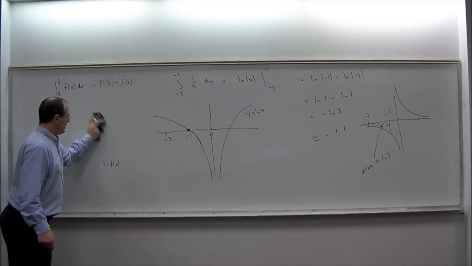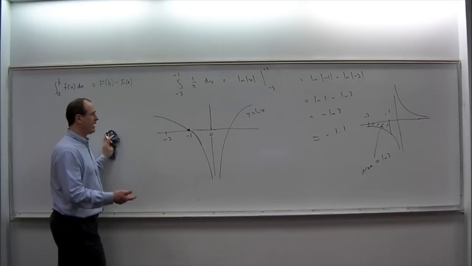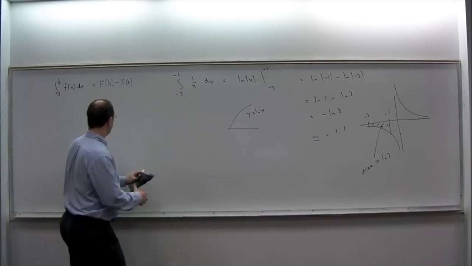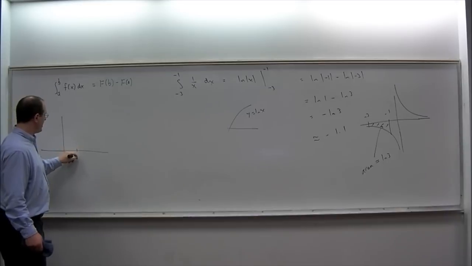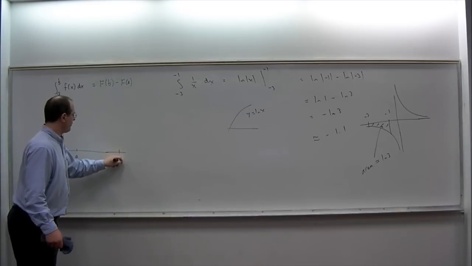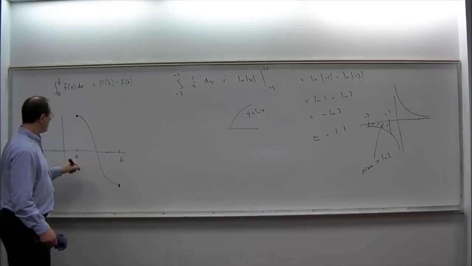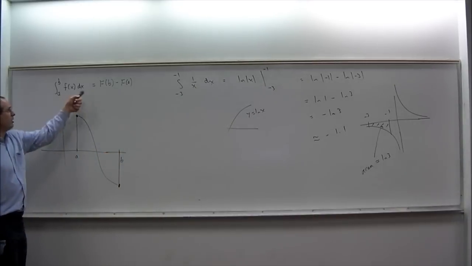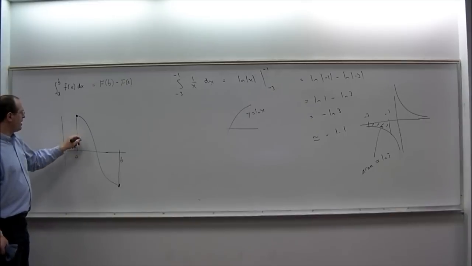So in the last couple of examples, our function was either positive or negative. Now we'll look at an example where the function changes sign. So suppose you have, over the interval from a to b, suppose the function changes sign. So when you calculate the integral, you'll still get a number. What will that number represent?